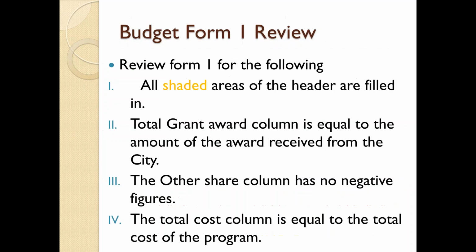Come ahead, Victor. And so then we're going to do some budget reviews for Form 1. Review. So remember, all shaded areas, we're doing the total grant award column is equal to the amount of award received from the city. The other share column never has negative figures, and total cost column is equal to the total cost of the program, and that's what we're always doing the budget for, the total cost.